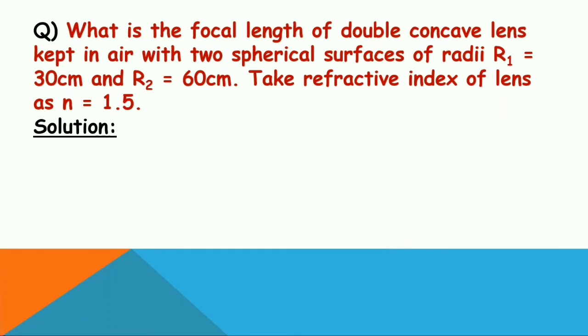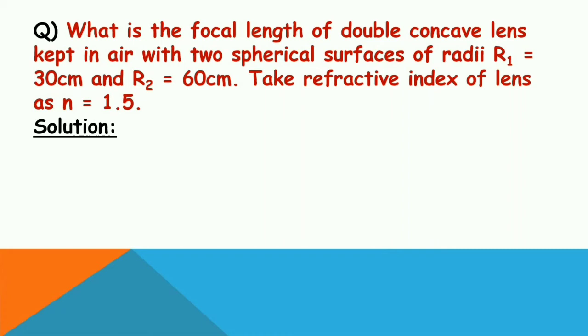Today we are going to discuss some numerical problems from refraction of light at curved surfaces from 10th class physics. The question is, what is the focal length of a double concave lens kept in air with two spherical surfaces of radii R1 30 centimeters and R2 60 centimeters. Take the refractive index of the lens as n equals 1.5.